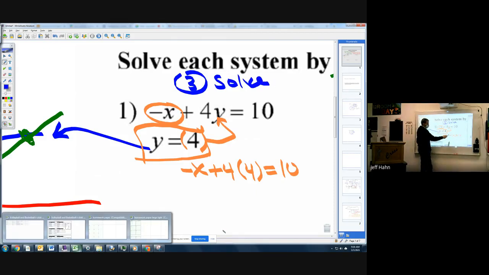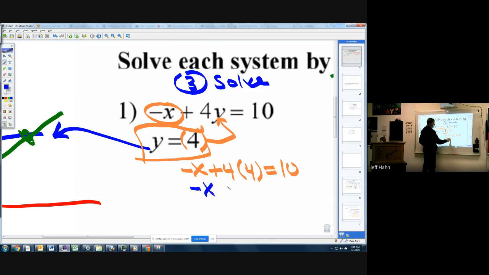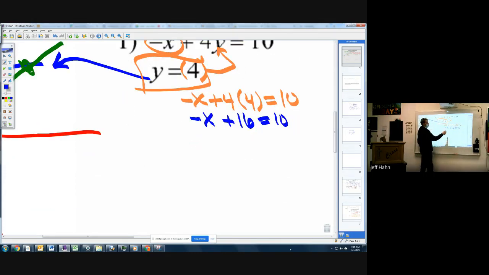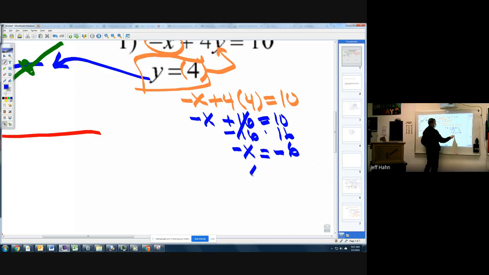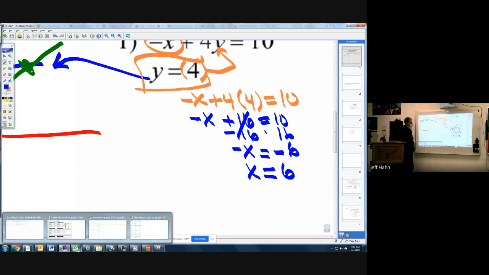If I solve this equation, what do I get? I get minus x plus 16 equals 10. How do I solve this? I subtract 16. I subtract 16. So now a negative x equals a negative 6. What does x equal? X is going to equal a positive 6 because those are both negative.